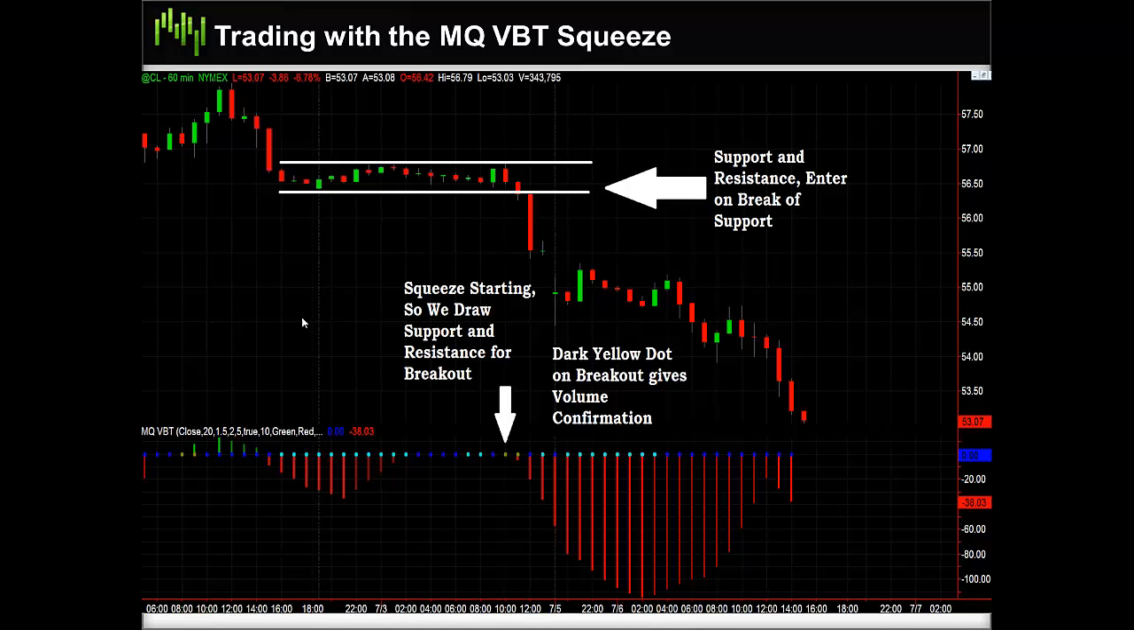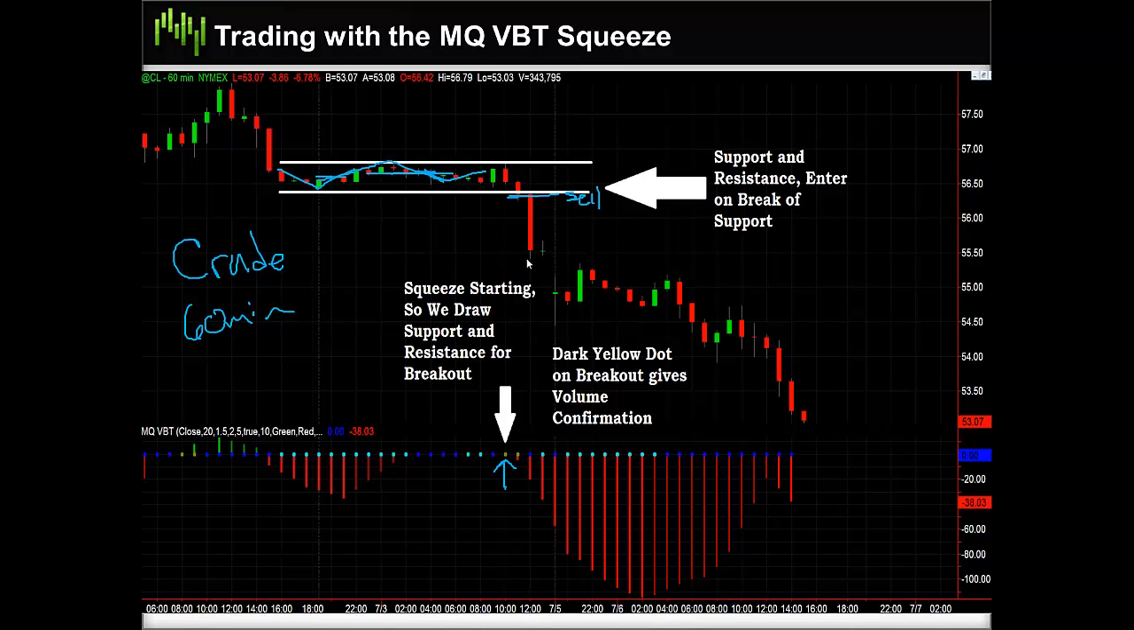All right. So here's a crude oil chart on a 60-minute basis. Here is our compression. You see we have a yellow dot right here signaling the squeeze has started. That means it's been in this compression zone long enough that it's time for it to break out. We draw our support and resistance. Resistance is the previous pivot high. Support is the previous pivot low. We can enter as soon as we break through the support, so we can sell right here.